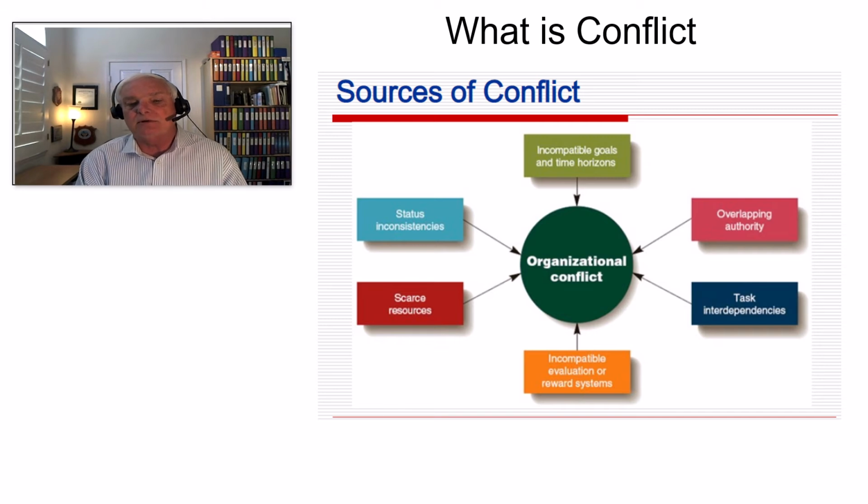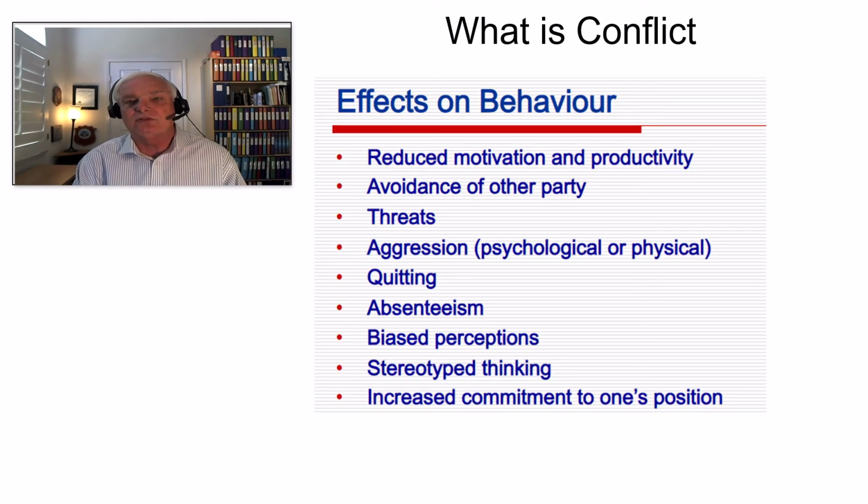You have task interdependencies. You have incompatible evaluation or reward systems where people feel like someone else is getting rewarded and I'm not. That can cause conflict. Scarce resources, where you're spreading your people too thin and there are few resources to get the work done. That can cause it. And status inconsistencies, where someone has a different level of status. All of these are sources of conflict.